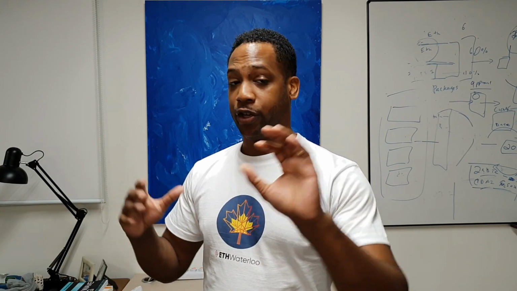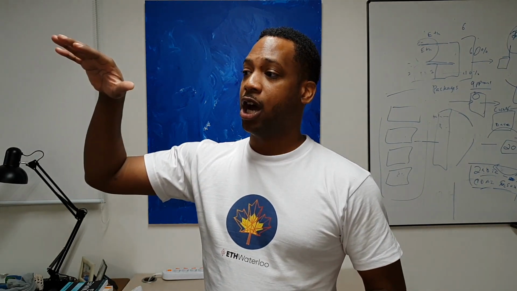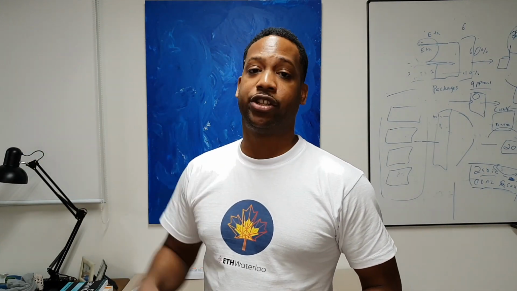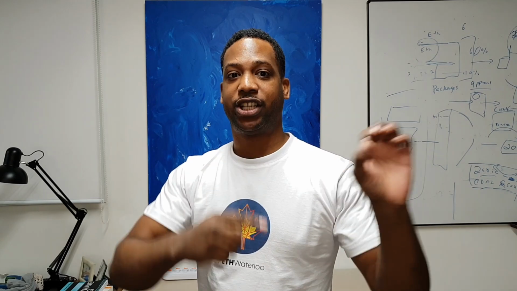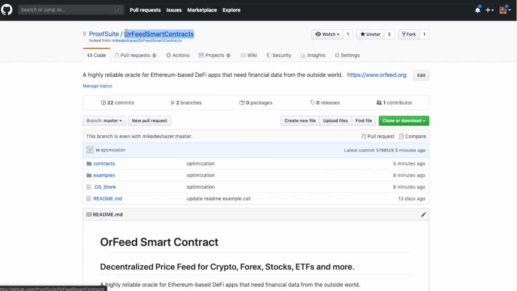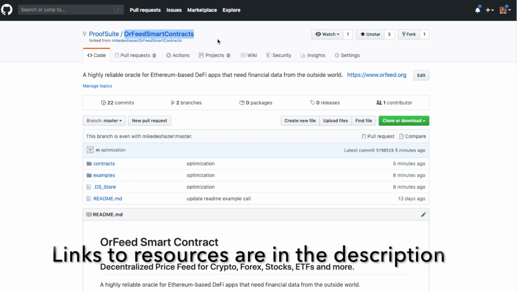So without further ado, let's get started setting up our Solidity smart contract that runs on Ethereum, as well as our Node.js application that can monitor the Ethereum blockchain and call our smart contract to execute the trade. So here we go. We'll start with this repository called OrFeed smart contracts.